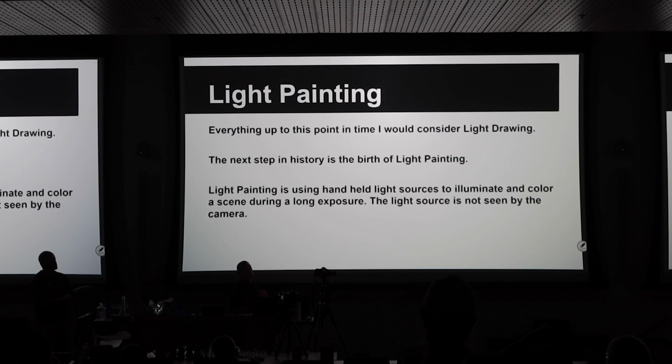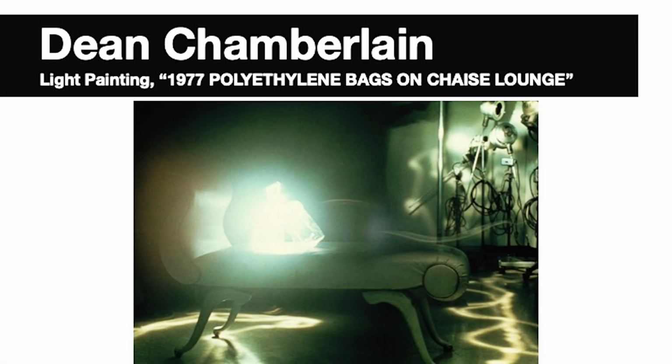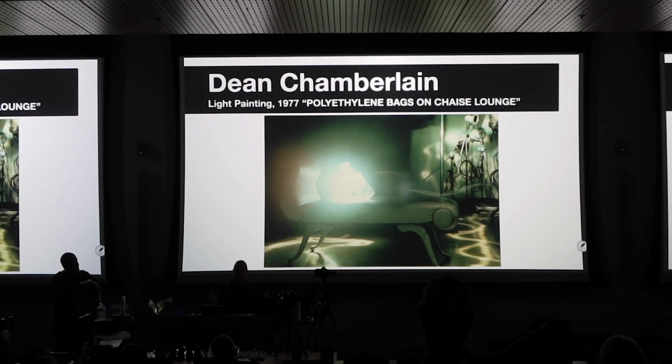Light painting was really, I call Dean Chamberlain the father of light painting. In 1977, this is the first light painting that Dean Chamberlain ever created, called Polyethylene Bag on Chaise Lounge. I've had the pleasure of speaking with Dean many, many times. He's told me the story several times about how he felt as though he was at Rochester Institute of Technology studying photography. He felt as though everybody was blowing him away in his photography courses. So he decided one night to go down into a dark studio with nothing but a flashlight to see what he could create. And this is what he came up with.